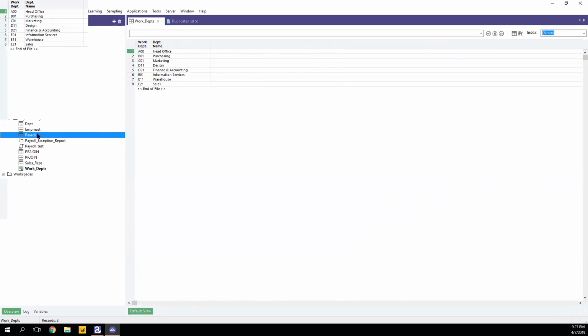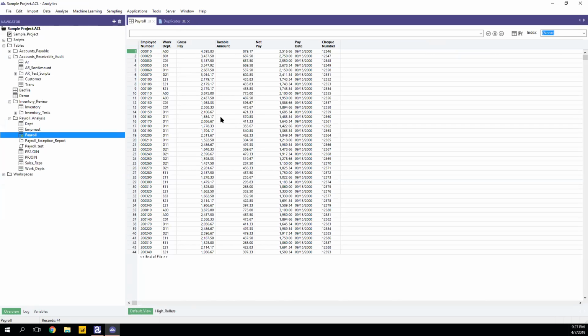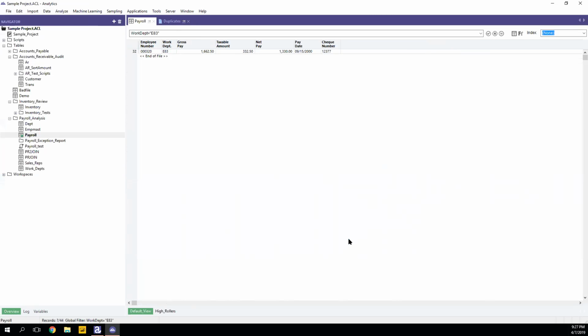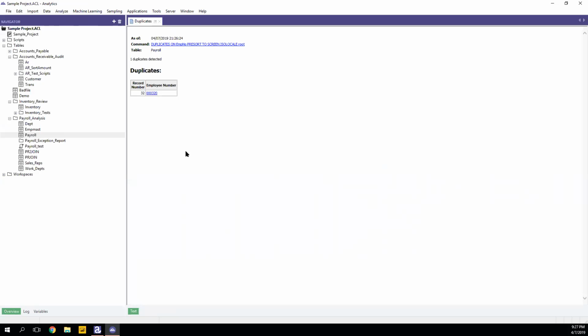So now I've got a records violation happening, and I would probably go off and check to see whether work department, any others are missing, for example. If I filter this and just tell it that I want to see work department equals E83, click OK. That's the only person. Who is this mysterious 320?